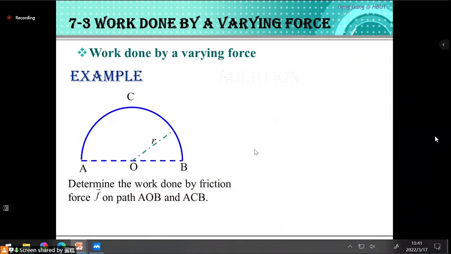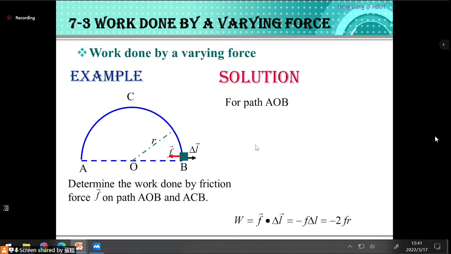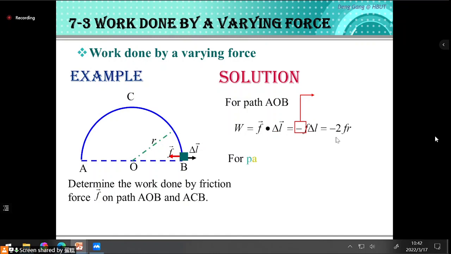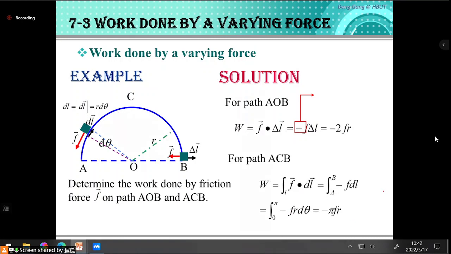So that's why, for parts A, O, B, F dl is a constant force, so it should be minus F times 2R. But for path ACB, the dl, the length, should be equal to R d theta. So when we calculate the integration, here is a minus F dl, because the angle between these two is 180.